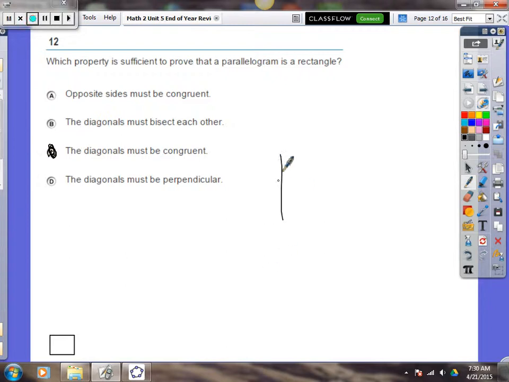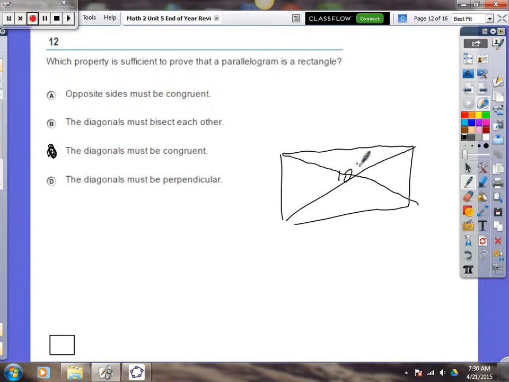So if you have something and this diagonal is 10 and this diagonal is 10, that means that the top is congruent to the bottom and the left is congruent to the right. That means they're also 90 degrees right here. It means it's a rectangle. So we got 90, 90, 90. So in a rectangle, their diagonals are congruent.